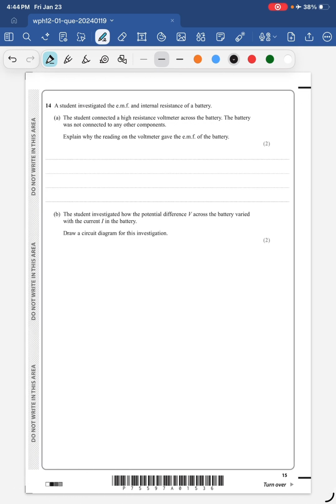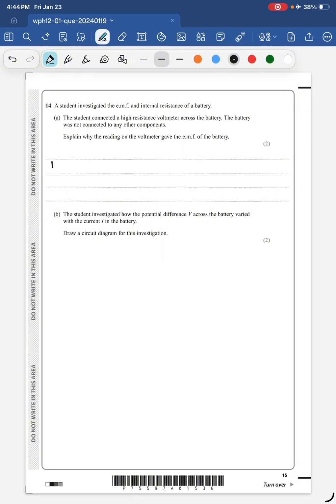Question 14. A student investigated the EMF and internal resistance of a battery. The student connected a high resistance voltmeter across the battery. The battery was not connected to any other components. Explain why the reading on the voltmeter gave the EMF of the battery.